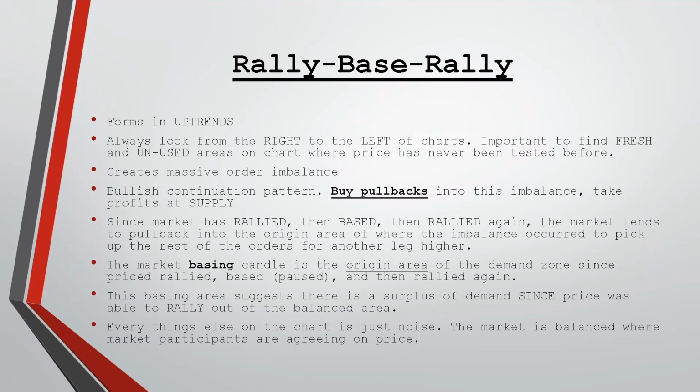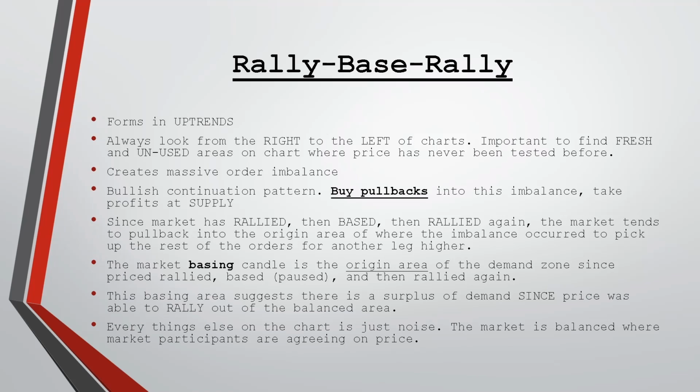But the reason why we look right to left is because we want to look at areas where price has never been traded before. Because if we're at a demand zone where there are unfilled orders sitting, and price has traded there before, think about it, those unfilled orders are going to be weaker because there's going to be less of them. So we look for the areas where those orders are fresh and haven't been touched before, because that's where we're going to find the huge bulk portion of those orders just sitting there.